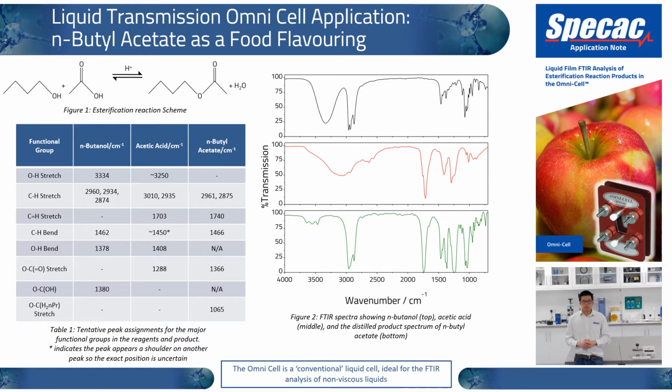And in figure 2, you see a series of FTIR spectra of the different components in that reaction scheme. So you've got the reactants and the product. And in table 1, you also see the peaks of the major functional groups associated with those reactants and the product.